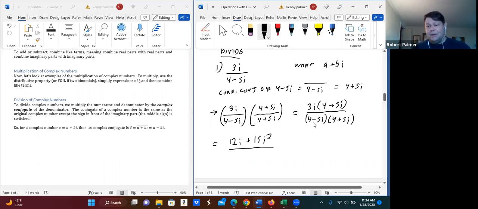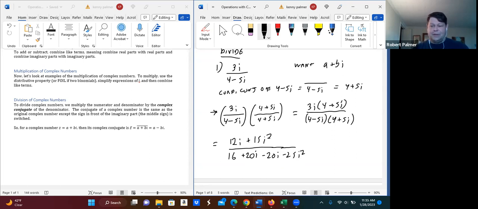Now, this you can either FOIL out or distribute. I'm going to FOIL it. So we do the first terms. 4 times 4 is 16. Outer ones, 4 times plus 5i is plus 20i. Then the inner ones, negative 5i times 4 is negative 20i. And then the last ones, negative 5i times positive 5i is negative 25i squared. Okay, take a look at that and make sure you're convinced of that.